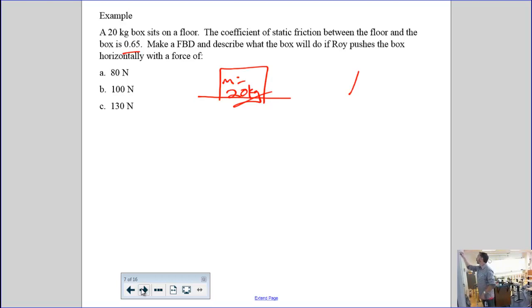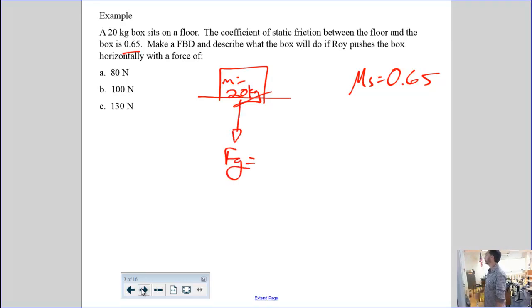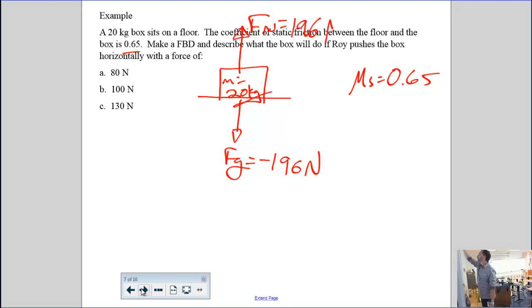And I know that my coefficient of static friction is 0.65. When you make a free body diagram, you can always start with your gravity. So 20 times 9.8 is going to give us 196 newtons, negative because it's down. Roy's force is going to be horizontal, so the only other vertical force here is our normal force. In this example, our normal force is fortunately just the same as our gravity, right?